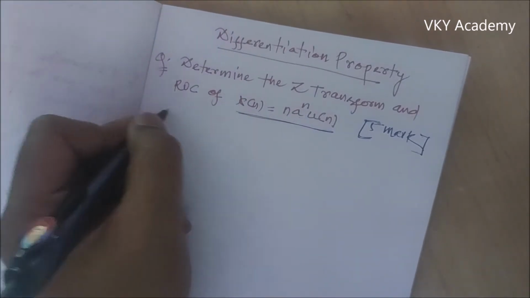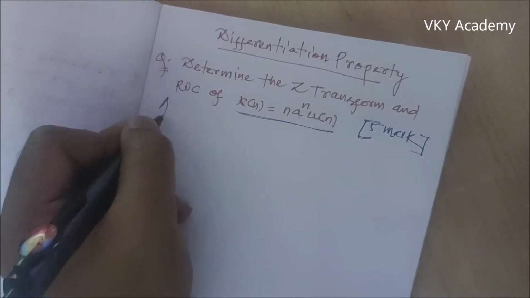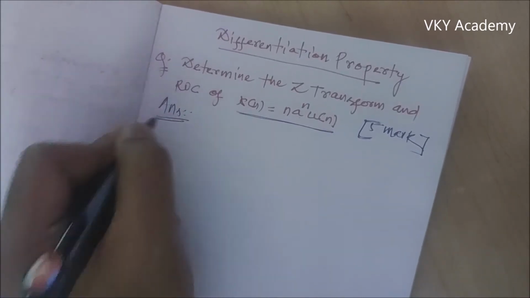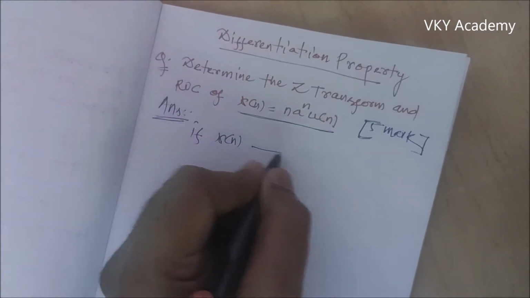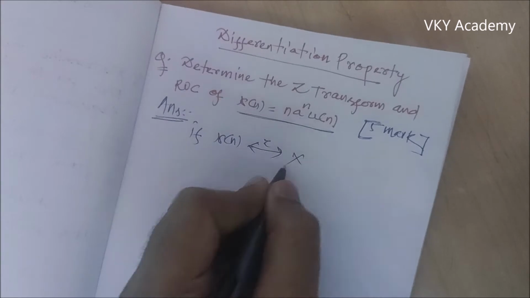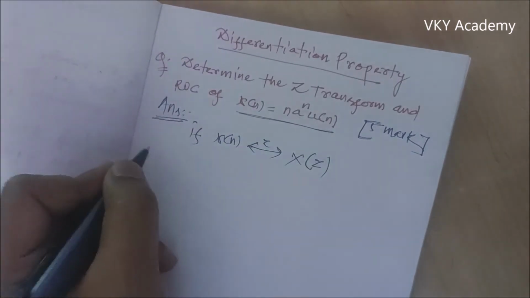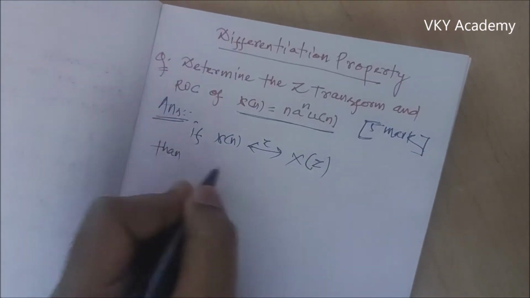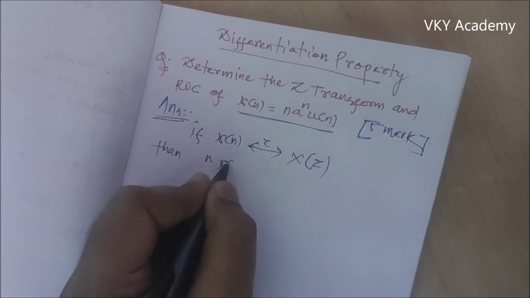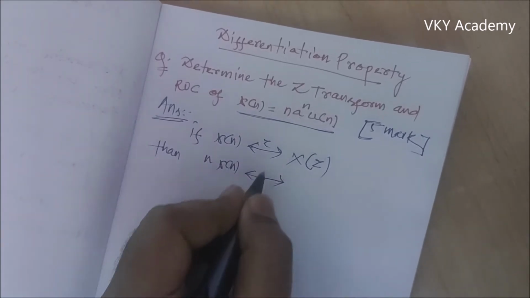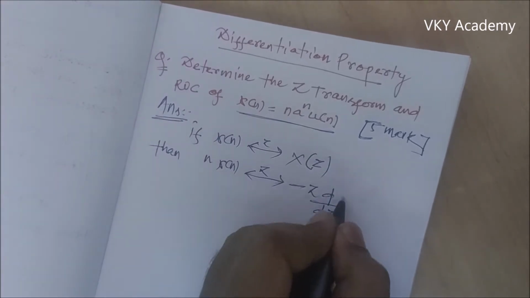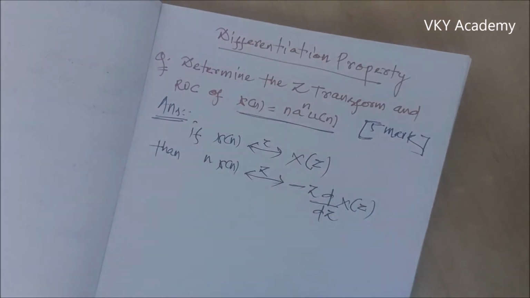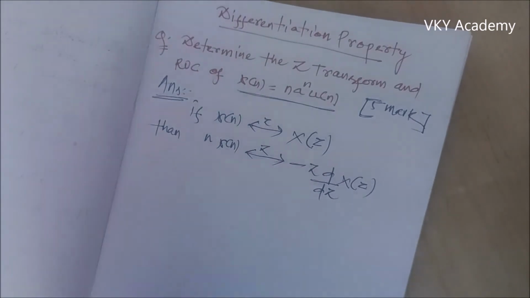Now, according to the property, we know if the Z transform of x of n is X of z, then the Z transform of n times x of n will be minus z d by dz of X of z. So this is the property, and we will use it to solve this particular numerical.